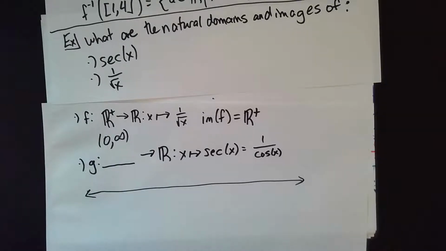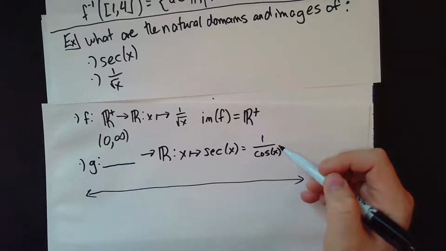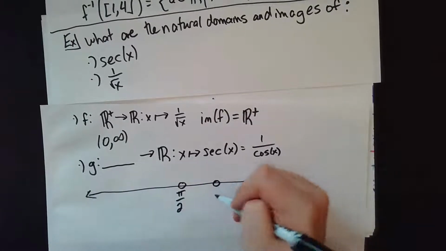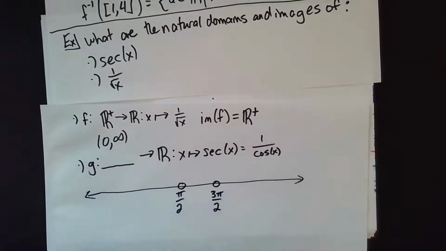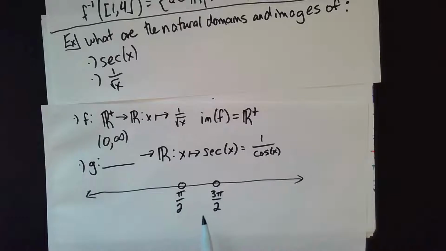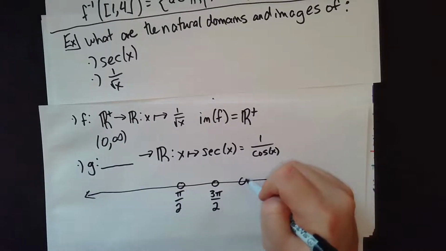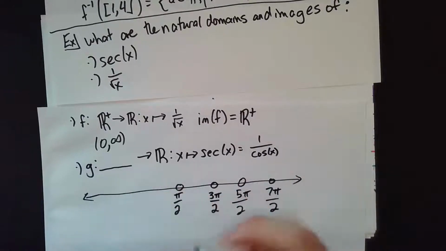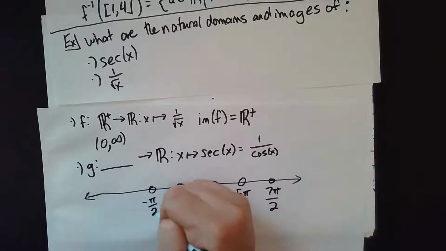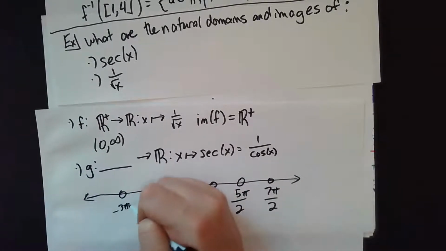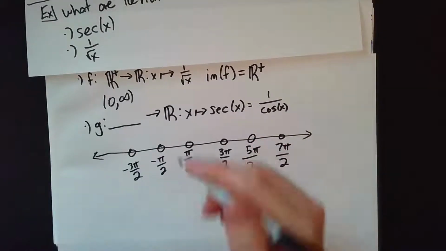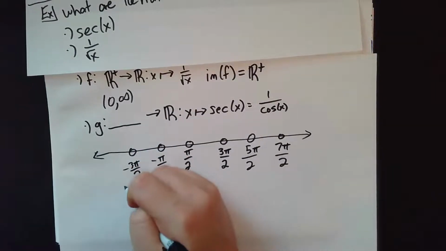And so then this becomes the question of where is cosine 0? And cosine is 0 at pi over 2 and 3 pi over 2. But then, annoyingly, also at these other points. So it's also at 5 pi over 2 and 7 pi over 2. But then the other direction as well, at negative pi over 2 and negative 3 pi over 2, and so on.